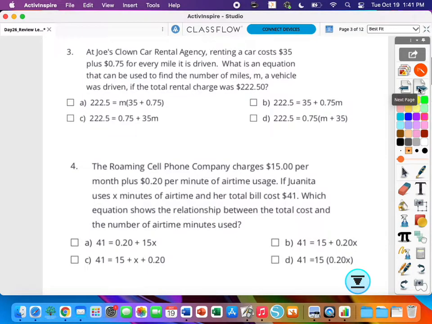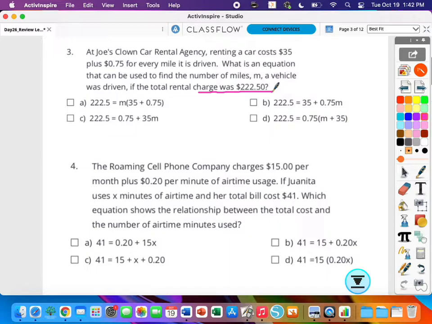Number 3, at Joe's Clown Car Rental Agency, renting a car costs $35 plus 75 cents for every mile it is driven. What is an equation that can be used to find the number of miles, M, a vehicle was driven if the total rental charge was $222.50? Once again, look for that $222.50 as your total. And in every equation, you have $222.50 as your total. It's all at the beginning of the equations, but that's fine.